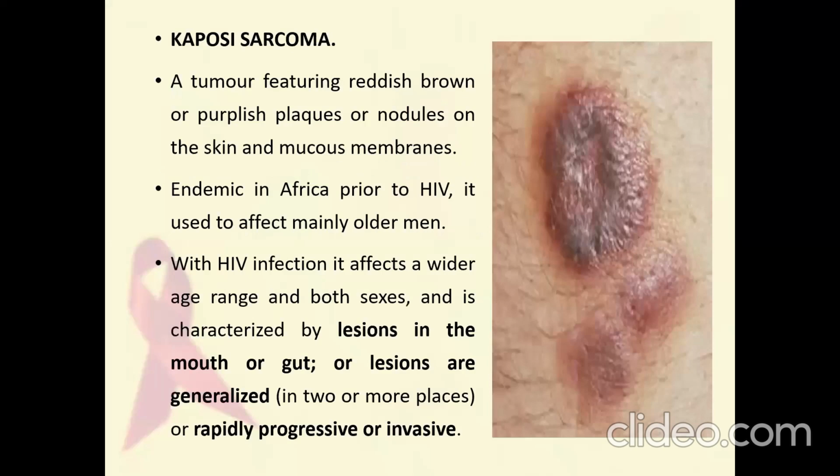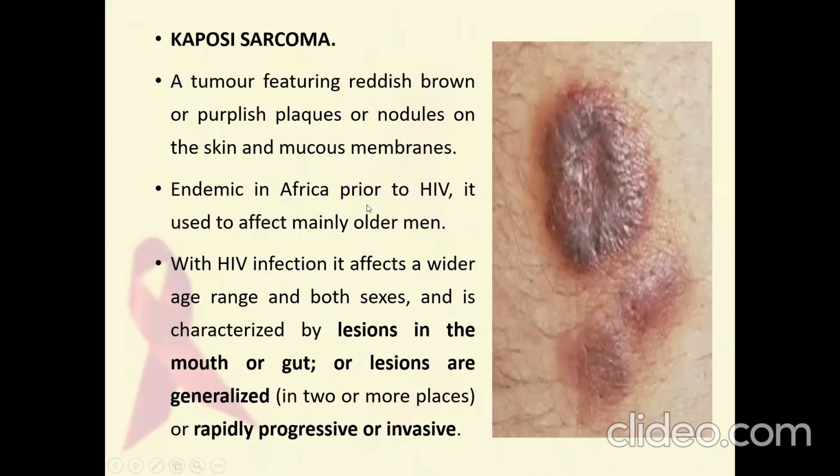The next is Kaposi sarcoma. It is a tumor featuring reddish brown or purplish plaques or nodules on the skin and mucous membrane. You can see in the image, it is a tumor which is reddish brown or purplish in color on the skin or mucous membrane.